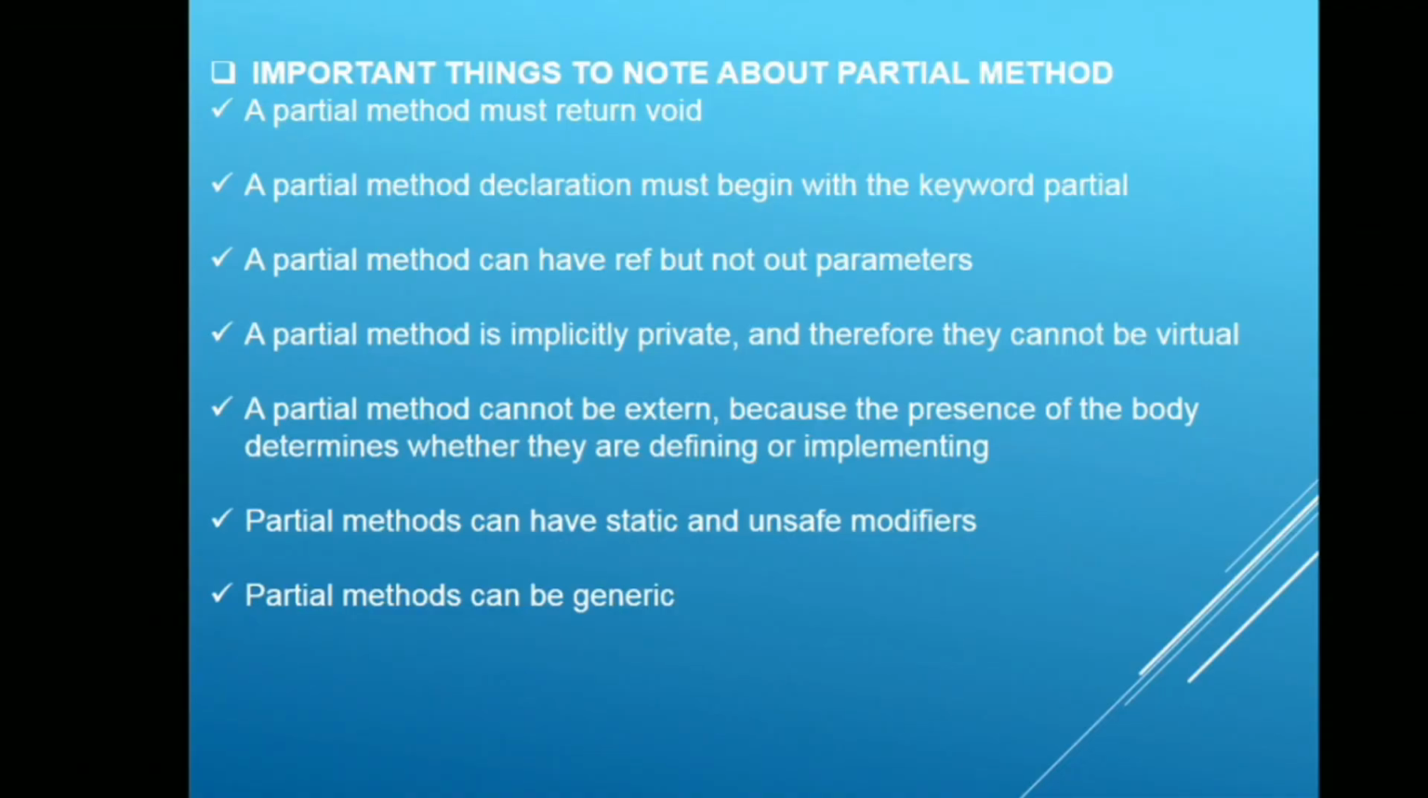Important things to note about the partial method are that a partial method must return void. A partial method declaration must begin with the partial keyword. Such methods can have ref but cannot have out parameters. Such methods are implicitly private, therefore they cannot be virtual. The method cannot be external because the presence of a body determines whether they are defining or implementing. A partial method can have static and unsafe modifiers. Partial methods can be generic.